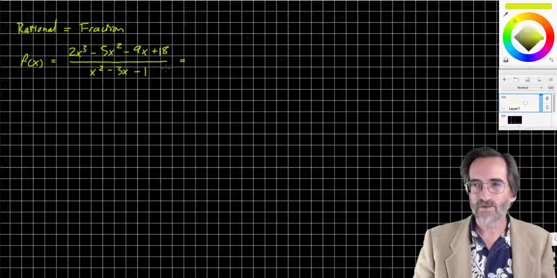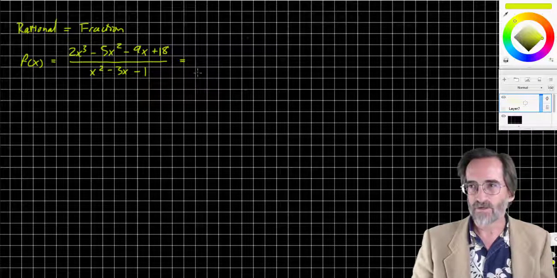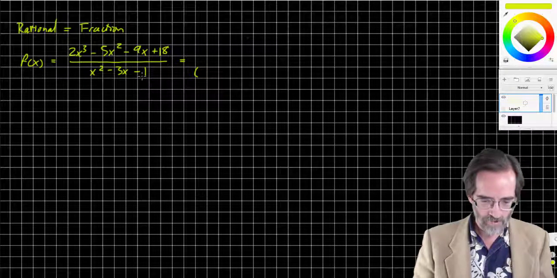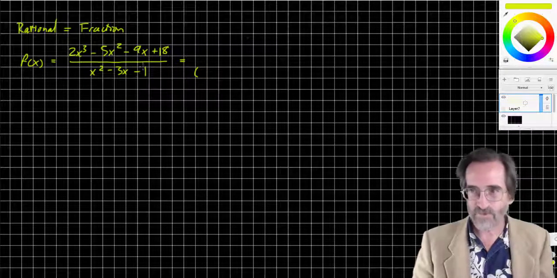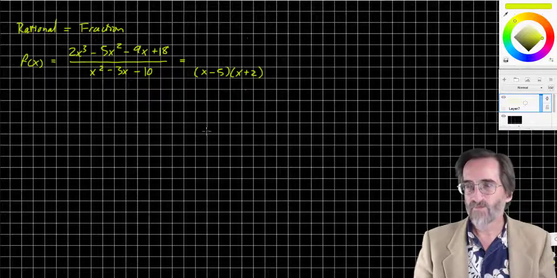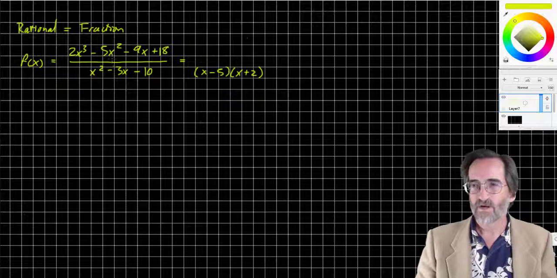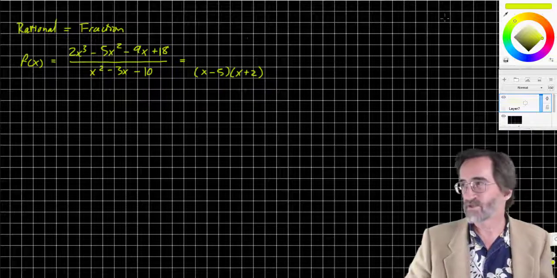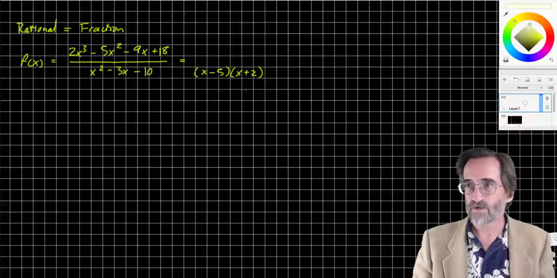All right, so let's go ahead and factor the denominator, which factors quite easily. Factors of 10 whose difference is 3 are 2 and 5. So x minus 5, x plus 2. Okay, so that part's easy enough. The top is not so easy, so let's do some scratch work here.